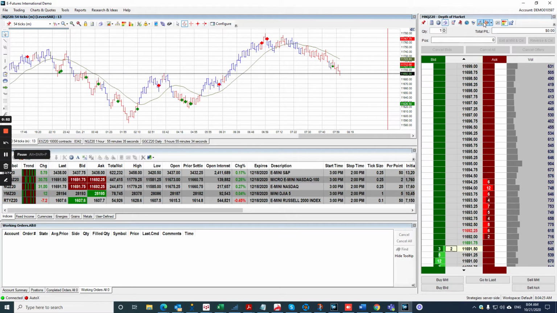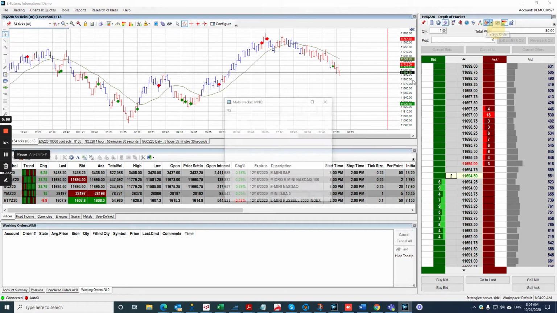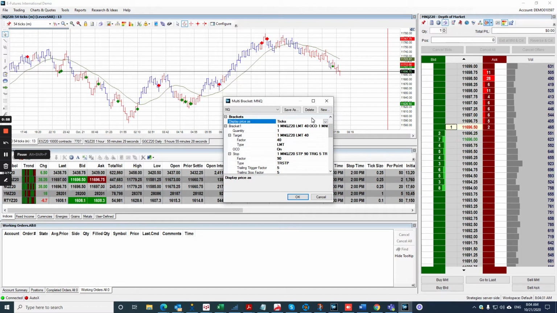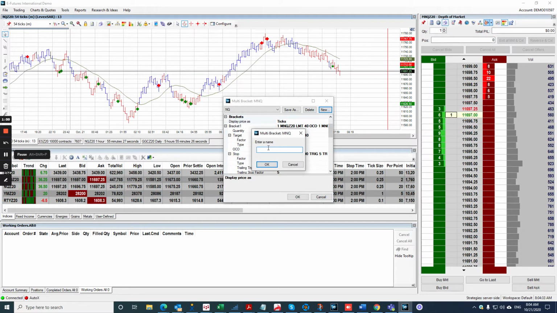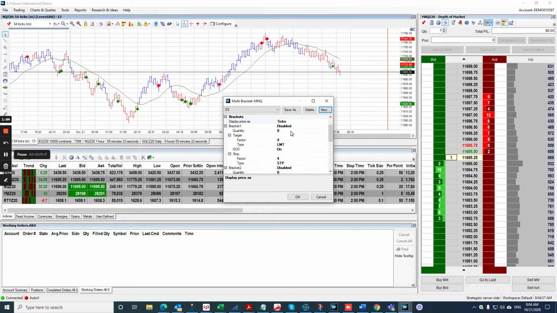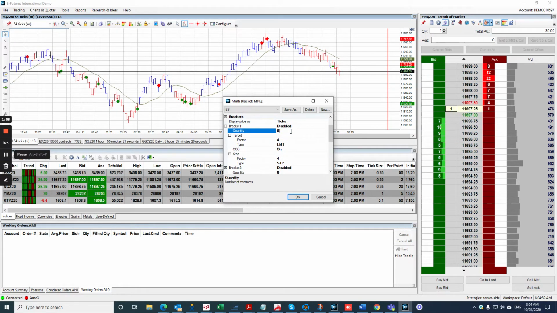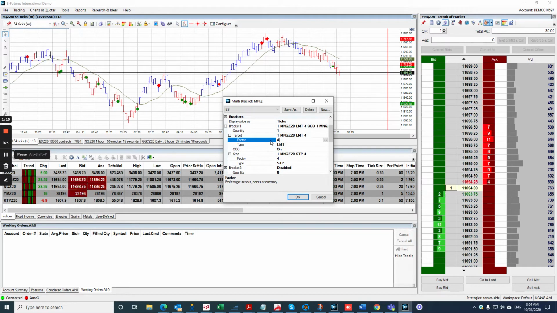The way you do it is, once you log in, you'll see this thumbs up. If you click on the drop down area, you'll see configure. So I'm going to configure a new one, and I'm going to call it ES. And I'm going to say that when I get in, I want to trade multiples of 2, and this is probably going to be with the micros. I'm going to tell it that my target on the first one, with today's volatility, I'm going to say at least 3 points, which is 12 ticks.